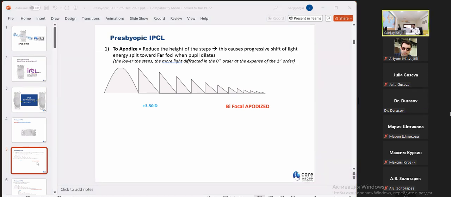So the intensity for the near focus is decided by the height of the steps.